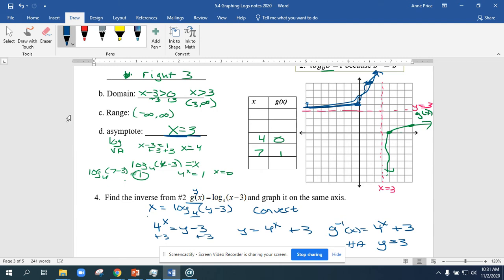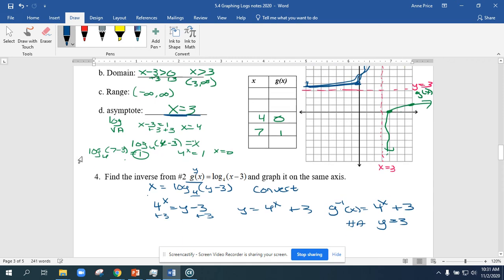Okay, so that is what is going on with that function. They fold over the line y equals x, and we're converting forms. So just trying to get comfortable with, remember, exponential functions have horizontal asymptotes, and logarithmic functions have vertical asymptotes. So it's something to keep in mind.